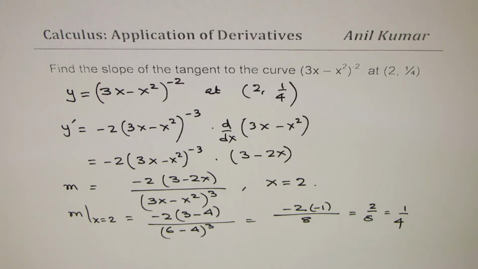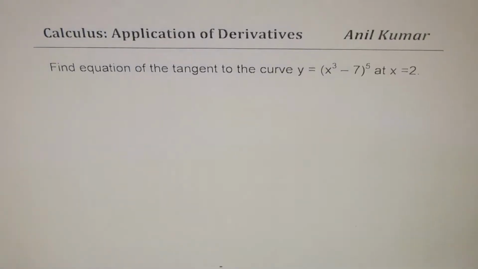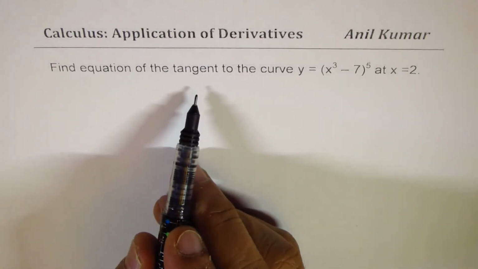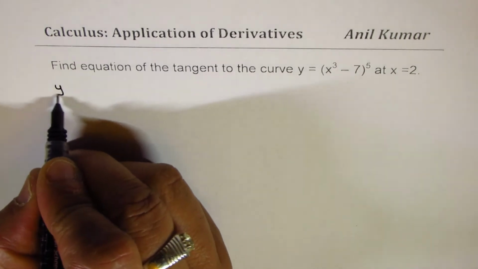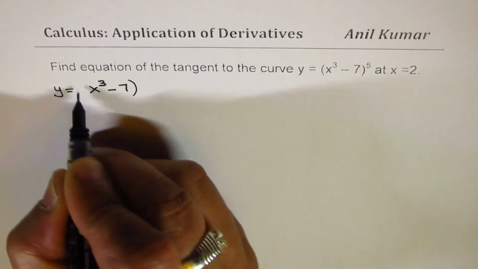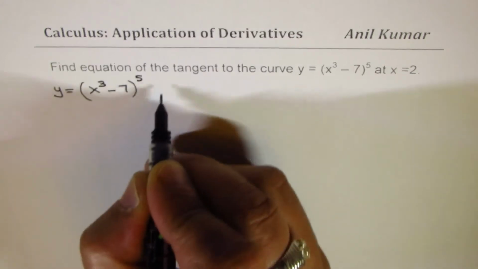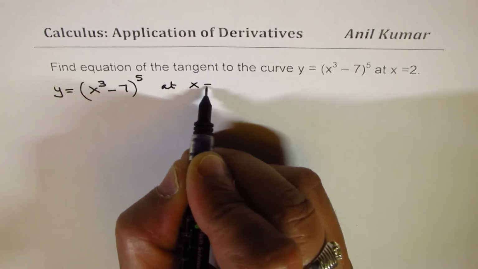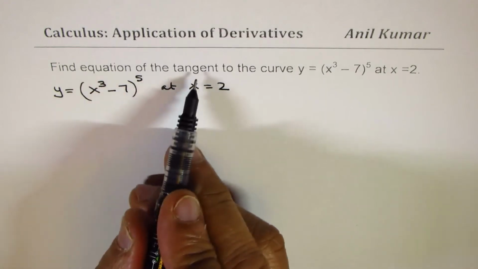So I hope it's absolutely clear. Let's move on to the next question. We are almost halfway through. Let us now find the equation of the tangent to the curve y equals (x cubed minus 7) to the power of 5 at x equals 2. Equation of tangent line.